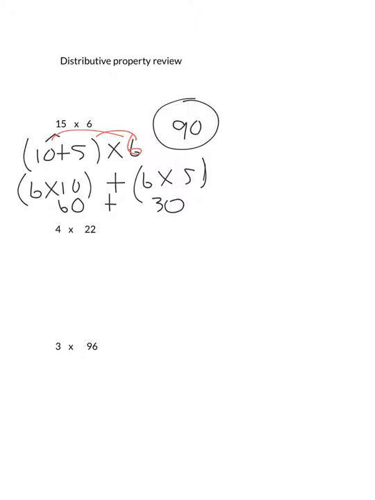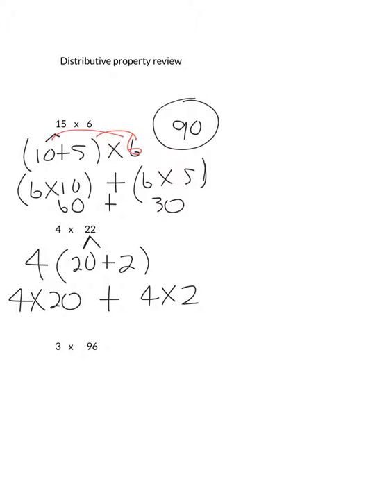4 times 22. Let's take the 22 and split it into 20 plus 2. That might be easier than doing 10 plus 12. So this is going to be 4 times 20 plus 4 times 2. So we have 80 plus 8, and 4 times 22 is 88.